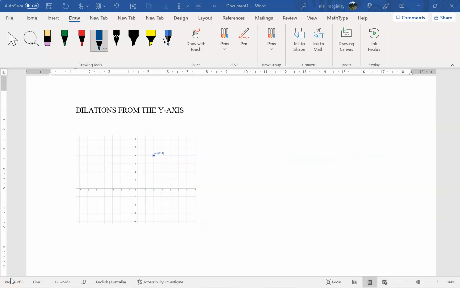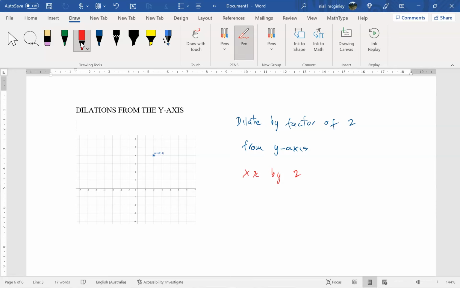Finally, we're going to look at dilations from the y-axis. When we do a dilation from the y-axis, it is the x-ordinate that is going to change. If we dilate by, say, a factor of 2 from the y-axis, we multiply the x-ordinate by whatever the factor is, so x by 2. The coordinate is going to move and go to (4, 4).